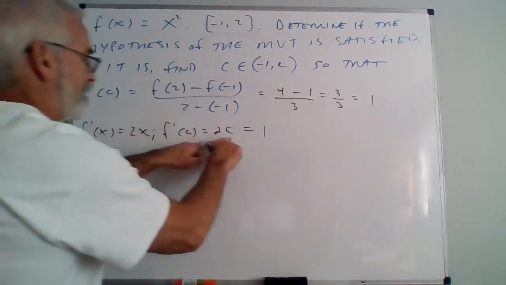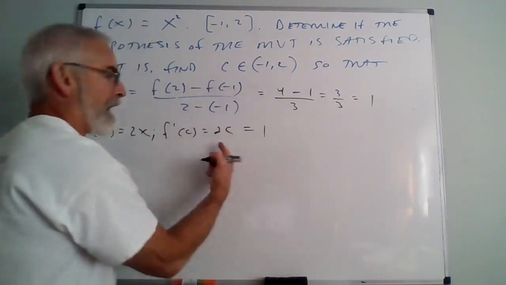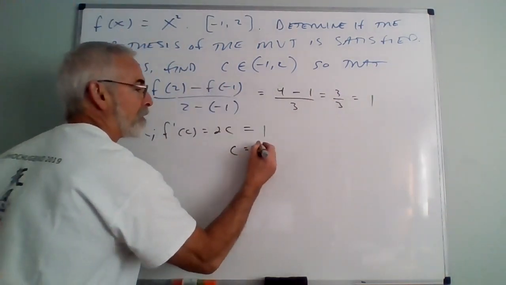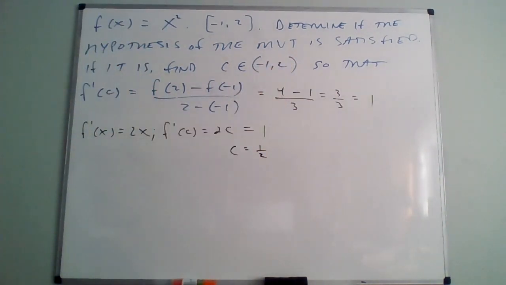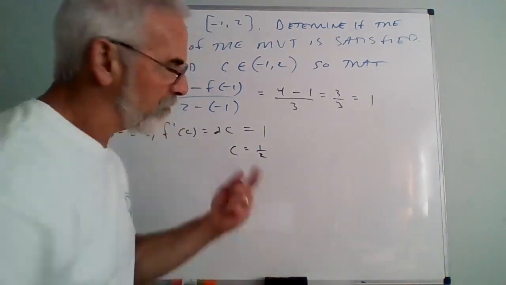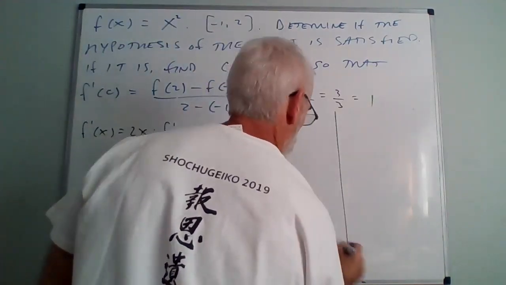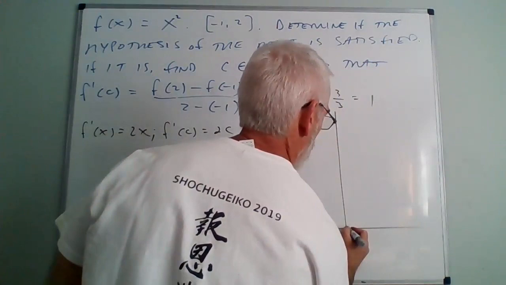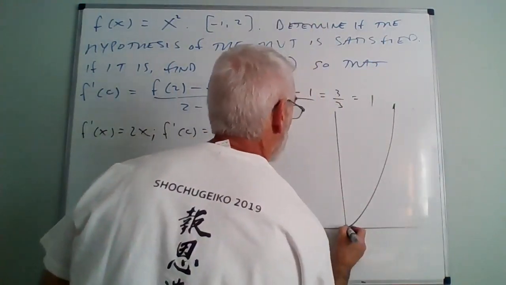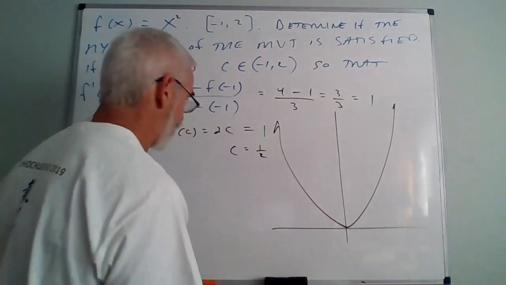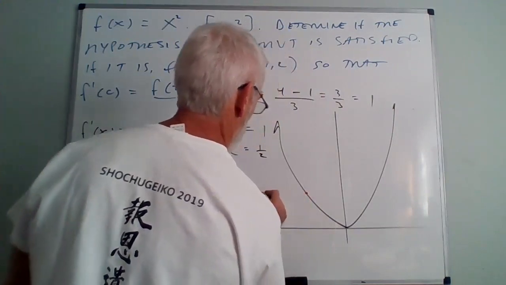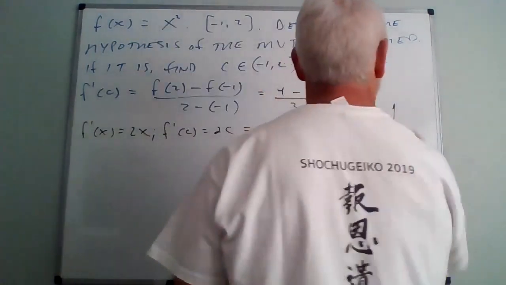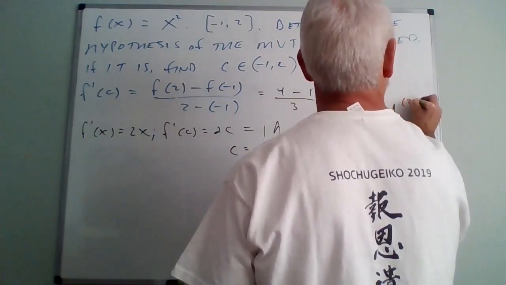f prime of c is 2c. The slope of the secant is 1. I just need this right here. Well, clearly that would mean my c is a half. Is a half in this interval? Yes, it is. Okay. So I'm done. I've answered the question. What did we just do? Let's draw a picture. And I'll reiterate, you never have to draw the picture to answer the question, but sometimes it's beneficial. So we said from negative 1 to 2, so that would be the point negative 1 comma 1. And up here, that's the point 2 comma 4.